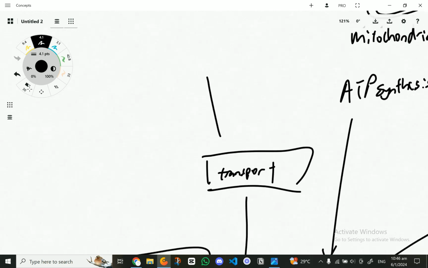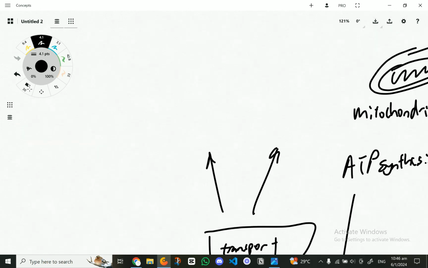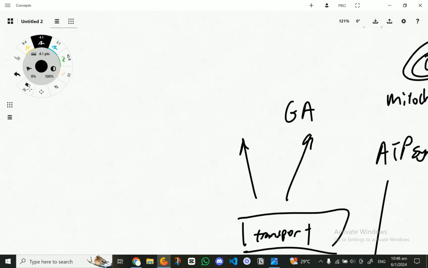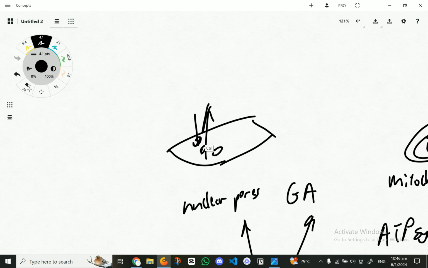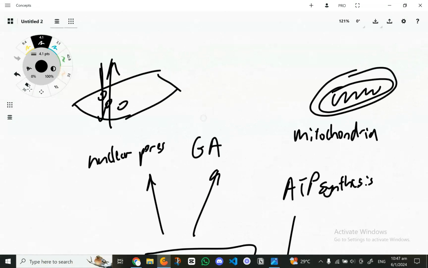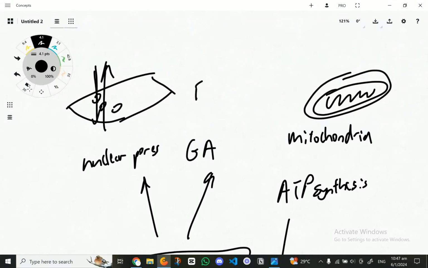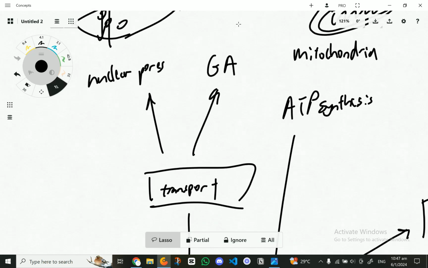And transport includes the Golgi apparatus and nuclear pores, because it's like go through the nuclear envelope. And then this, I'm not gonna write it down. Modify, process, modify, sort, package, and then transport the products of the ER, which we will get to in a second.